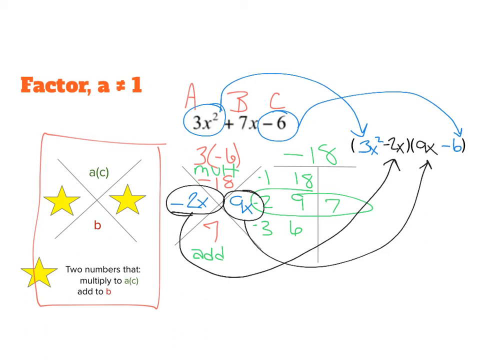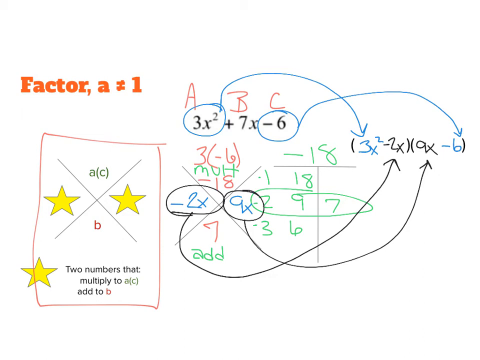into our parentheses. Now, it does not matter which order you write them in. The 9x could go in the first set of parentheses. The negative 2x could go in the second set. Once you end up doing these next steps, you'll come out to the same answer. So now what you're going to do is factor out the greatest common factor of each set of parentheses.